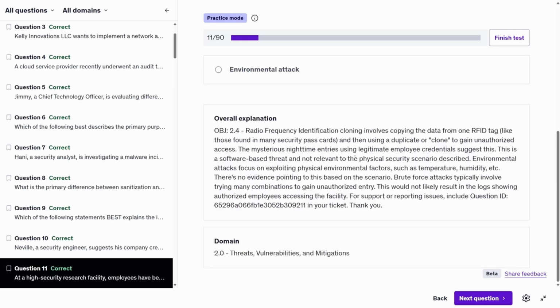Radio frequency identification cloning involves copying data from one RFID tag and then using a duplicate or clone to gain unauthorized access. The mysterious nighttime entries using legitimate employee credentials suggest this.